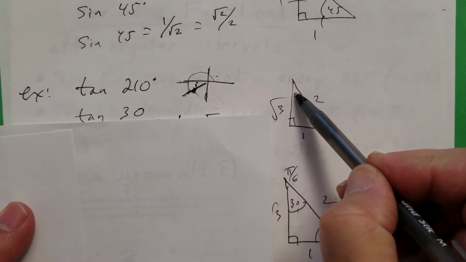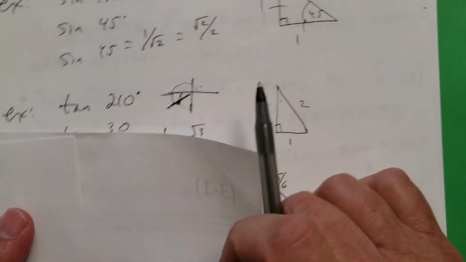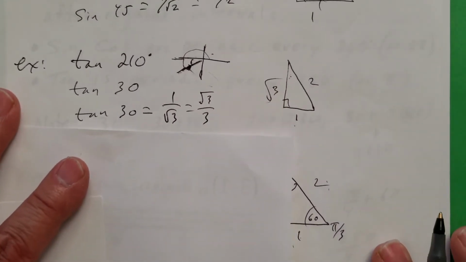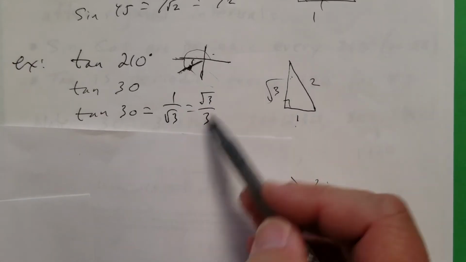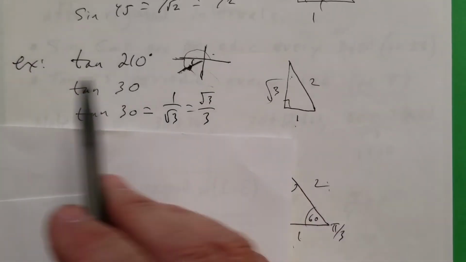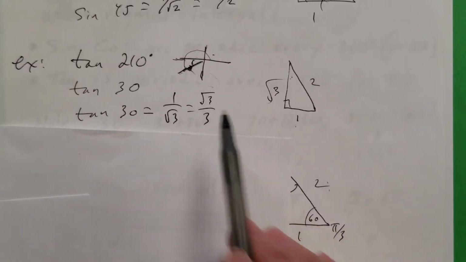This is the 30 up here. So tangent would be opposite over adjacent. 1 over square root of 3. I rationalize it, square root of 3 over 3. I'm done. Tangent of 210 is the same as tangent of 30, which is square root of 3 over 3.